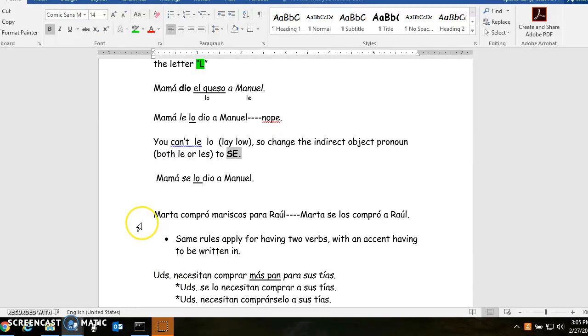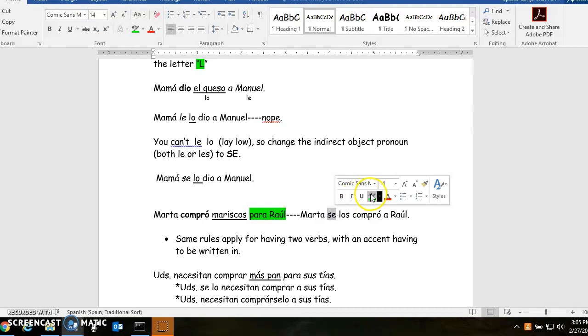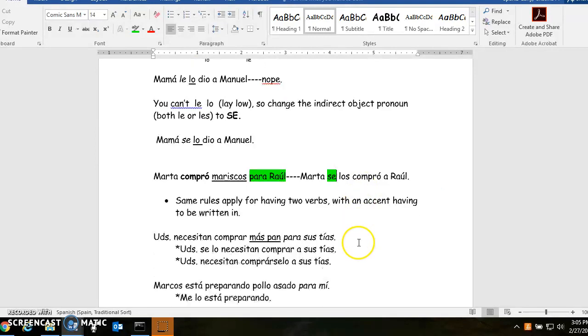Some more examples. Marta compró mariscos para Raúl. Verb, compró. What did she buy? Mariscos. For whom? Para Raúl. So, mariscos is going to go to los, and para Raúl would go to le, but then we have to change it to se, put it in front. Marta se los compró a Raúl, and we have to repeat that a Raúl for clarification.